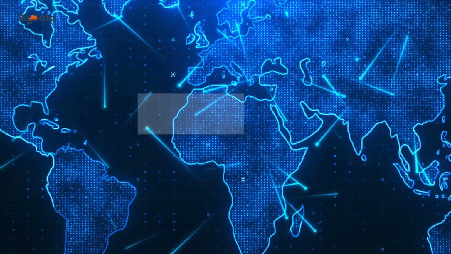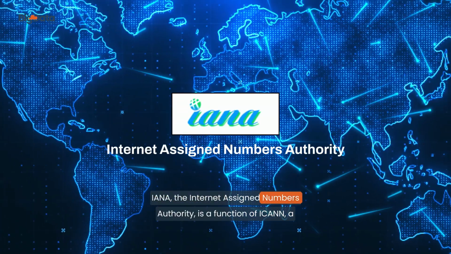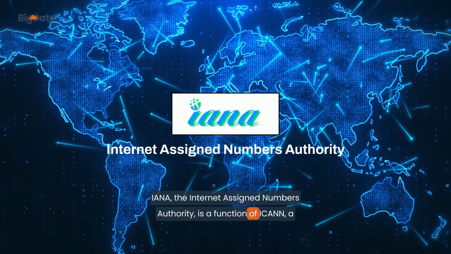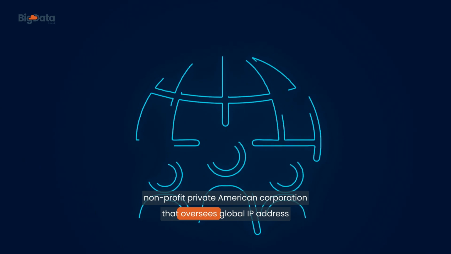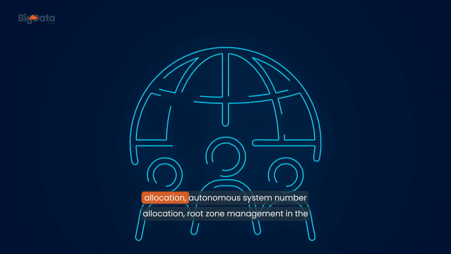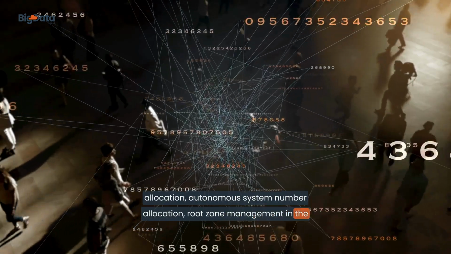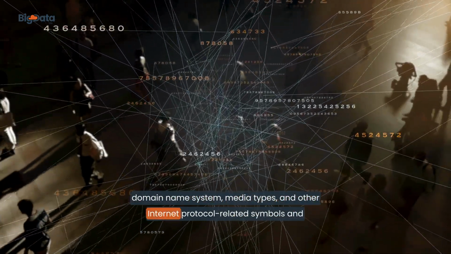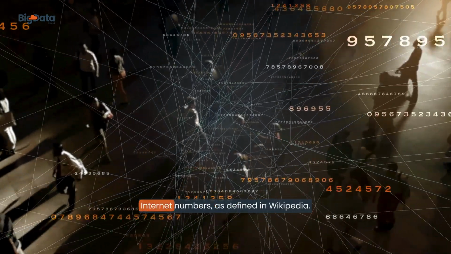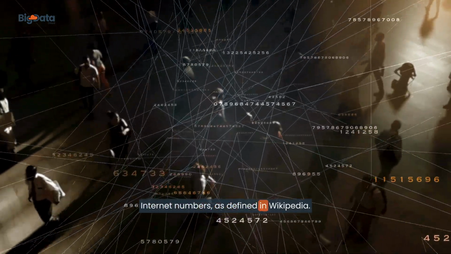IANA, the Internet Assigned Numbers Authority, is a function of ICANN, a non-profit private American corporation that oversees global IP address allocation, autonomous system number allocation, root zone management in the domain name system, media types, and other Internet Protocol-related symbols and Internet numbers as defined in Wikipedia.